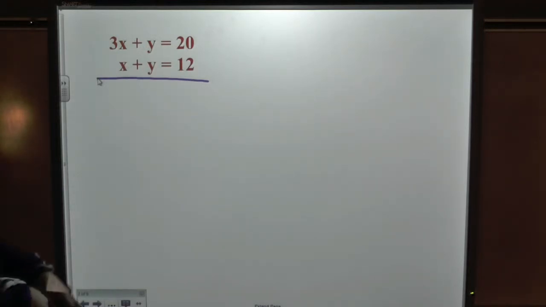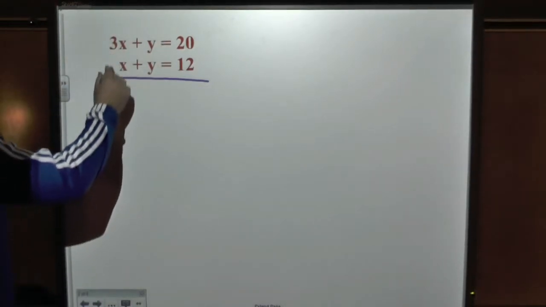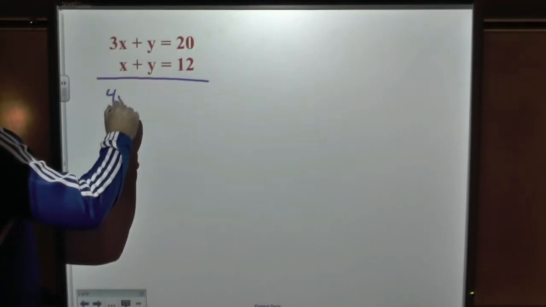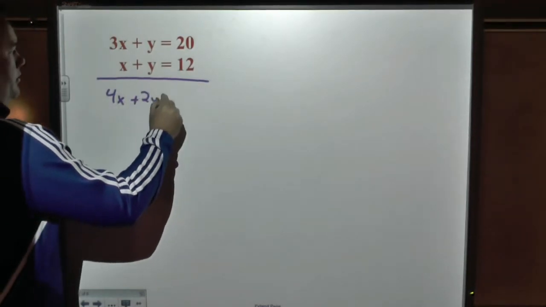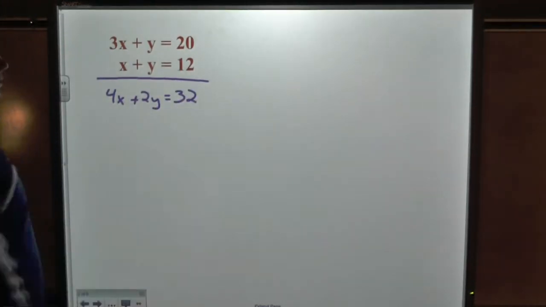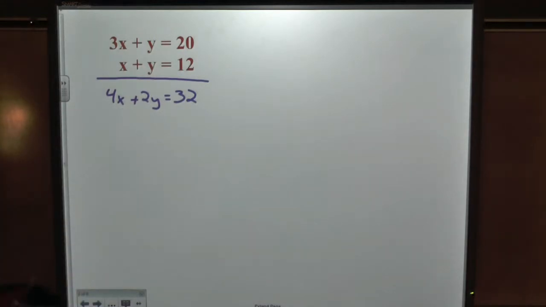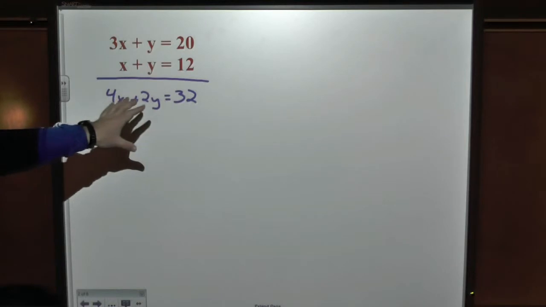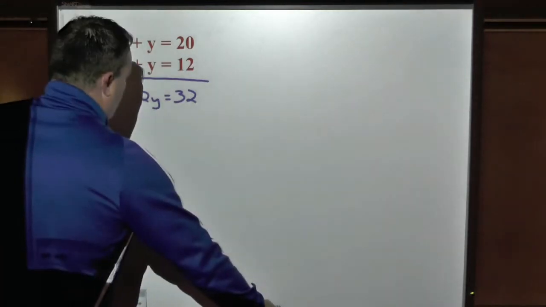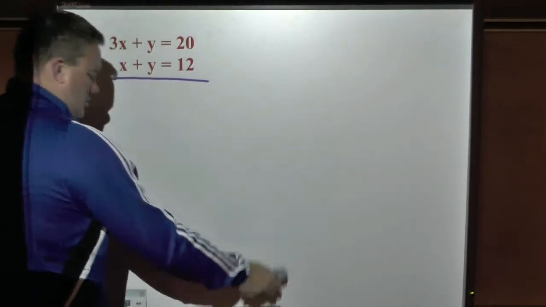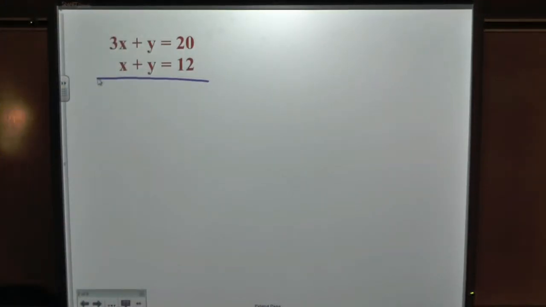On this equation in particular, if we add straight down, 3x plus x is 4x. y plus y is 2y. 20 plus 12 is 32. Did we eliminate a variable? Obviously no. This presents a problem. You still cannot solve an equation with two types of variables in it. So the whole idea of elimination here hasn't even occurred. You're not able to add right now to eliminate a variable, so we need another method.